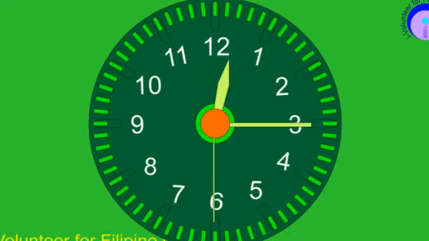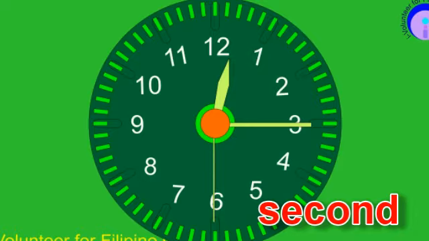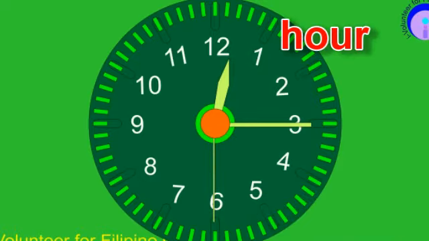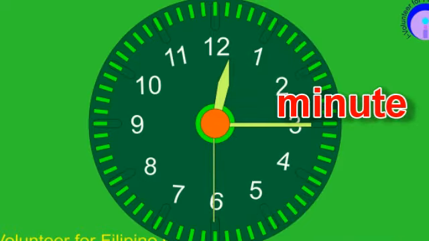The analog clock has 3 hands. One is short, the second is long, and the other is slim. This hand points to the hour, this to the minute, and this to the second. In this video, we will be discussing only hours and minutes.